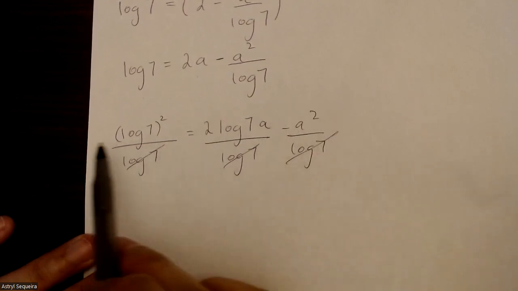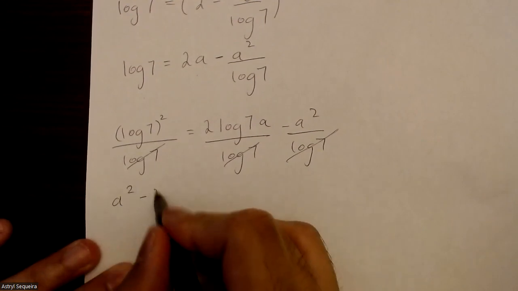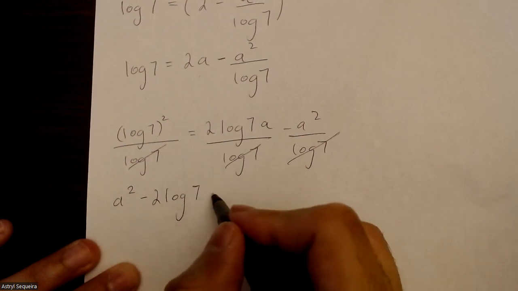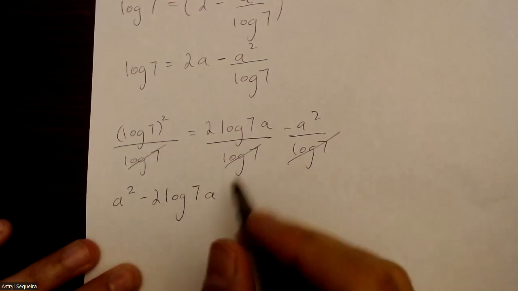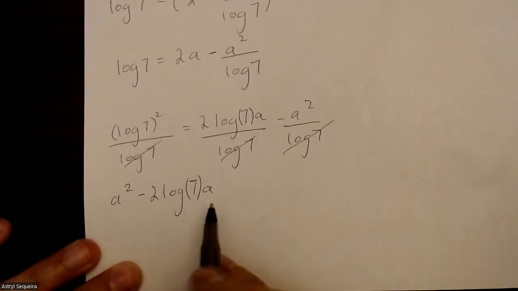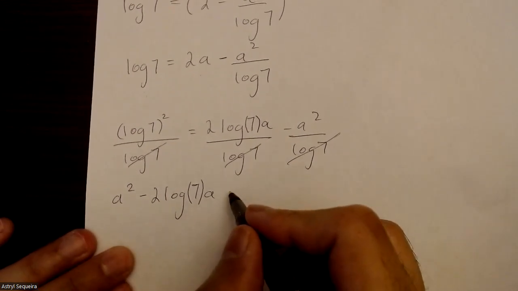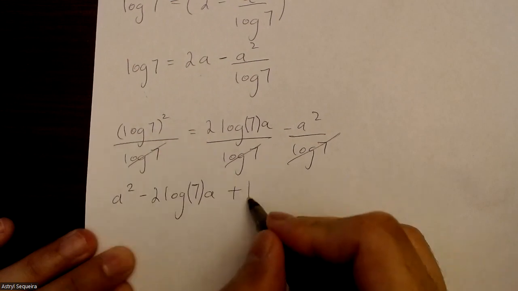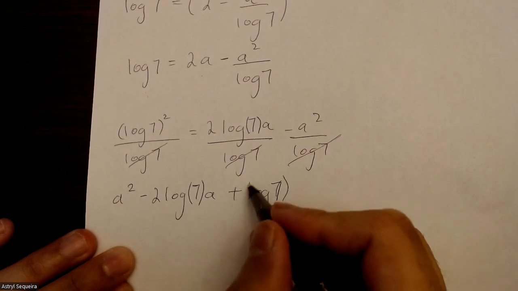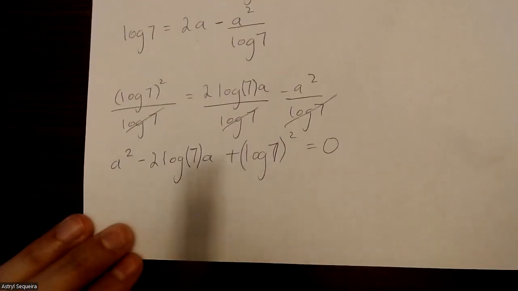I'm going to bring everything to the left side, so my a squared will be positive. So a squared minus 2 log 7, and then the a is not being logged, so just be careful over here. You may want to even include a bracket here so you're not confused about that. The a is not inside the log. Plus (log 7) squared equals 0.